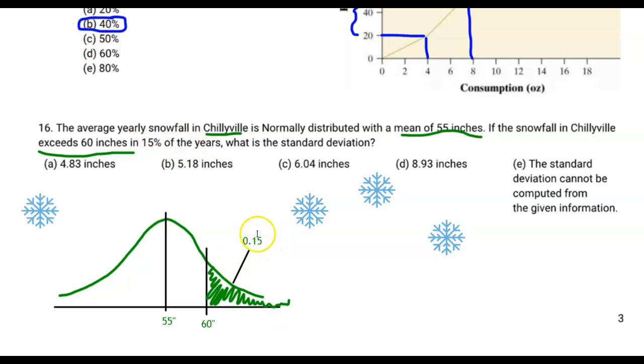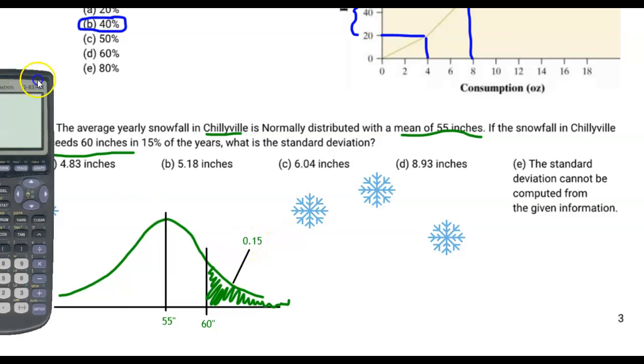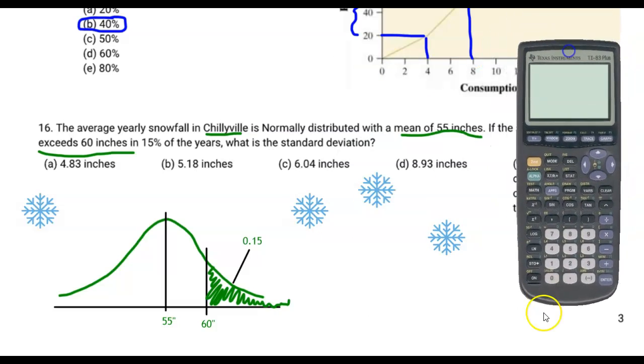Now, since we're working with a percentage that's given to us, normally what we would do is use Invnorm, and we're definitely going to use Invnorm in this case. However, we have to be really careful with how Invnorm actually works. Remember that Invnorm takes a percentage that we put into the calculator, and it spits out where that percentage either starts or ends. But if you remember from our discussion of Invnorm, Invnorm only works for at or below. It doesn't work for above.